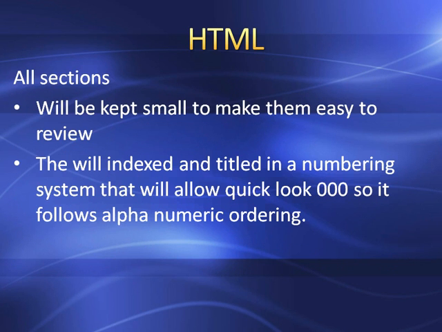All sections will be kept small to make them easy to review. So basically, you can review them and work with them however you decide. The index and everything will be indexed and titled in a numbering system that allows quick lookup, 001, 002, and so on and so forth. So it's totally alphanumeric because some versions of the operating system, if you put 1, 2, 3, 4, won't put it in order on your drive, so I'm putting it in alphanumeric order so it finds everything.